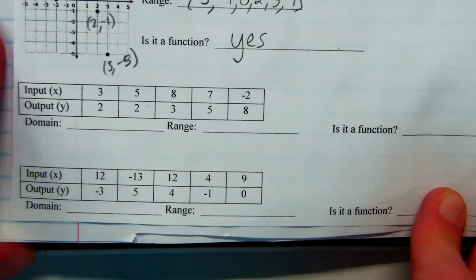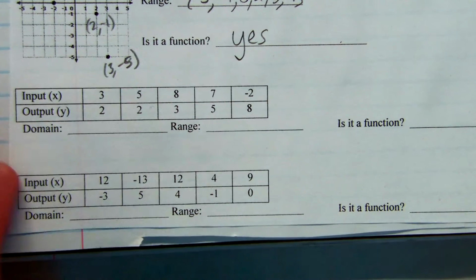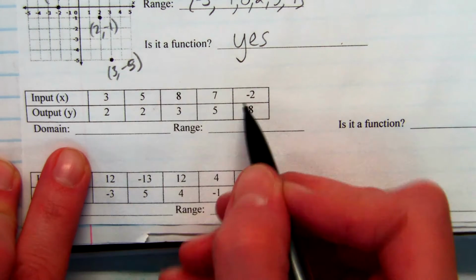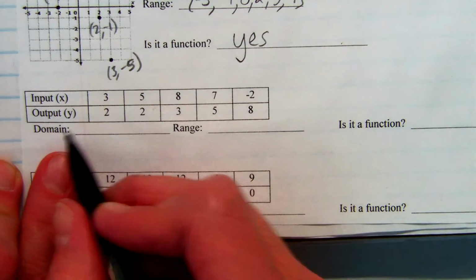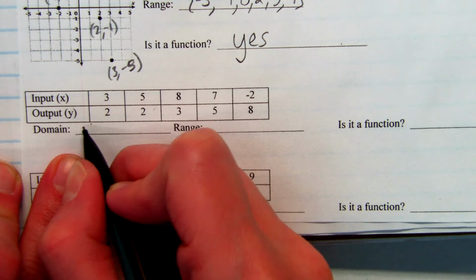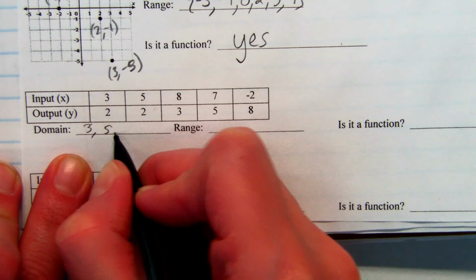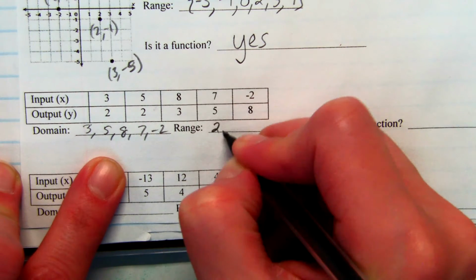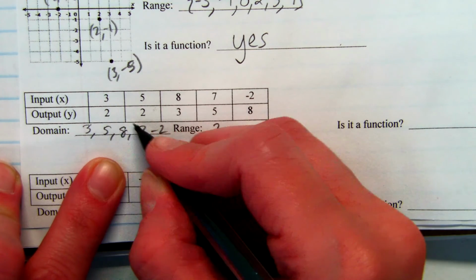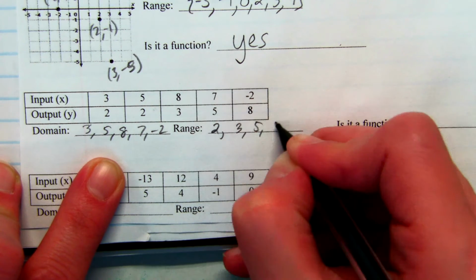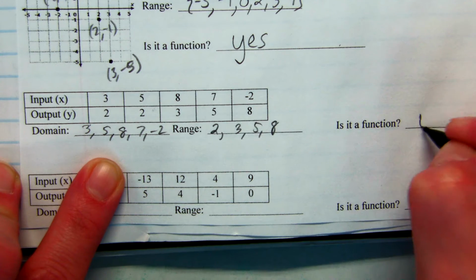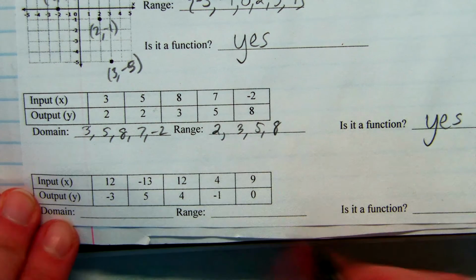All right, now, this one I always thought was interesting if they ask you for the domain and range and they give you a table, because literally you're just reading it off the table. So the domain for this one is going to be 3, 5, 8, 7, -2. The range is going to be 2. I only put it down one time. 3, 5, and 8. Is this one a function? Yes. Look at what I wrote.